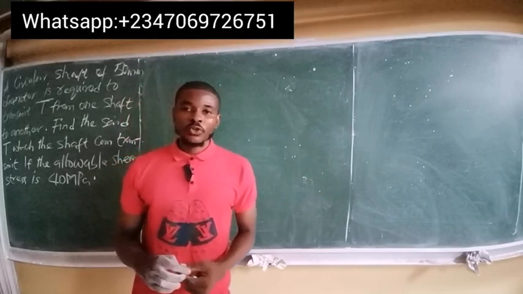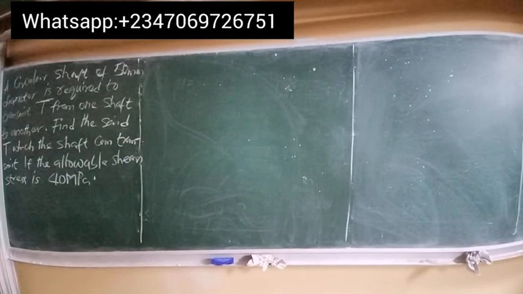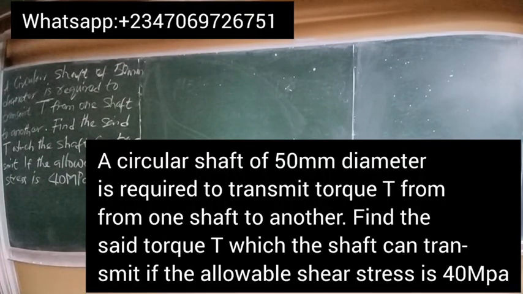Alright, so we are still on torsion. Let's consider the question on the board. It says a circular shaft of 50 millimeter diameter is required to transmit torque T from one shaft to another. Find the said torque T which the shaft can transmit if the allowable shear stress is 40 megapascal.